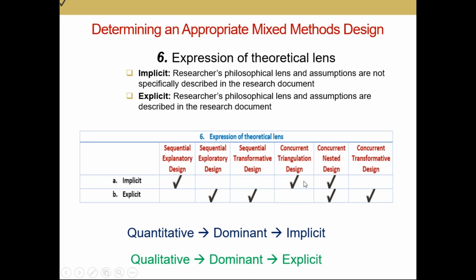Triangulation design, because in the quantitative and qualitative phases, both approaches have equal roles in the study. You can make it implicit. You don't have to explain your philosophical lens, or you could explain it if you want to. But if you are using concurrent nested design and qualitative is your dominant approach, you have to talk about your theoretical lens. If you are using concurrent transformative, you have to talk about your theoretical lens, right?